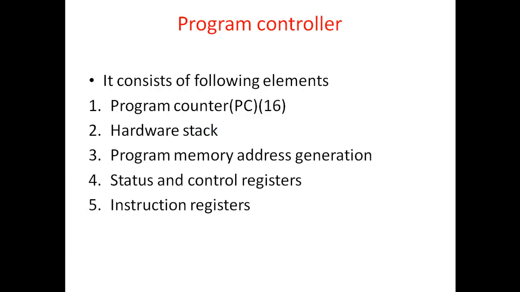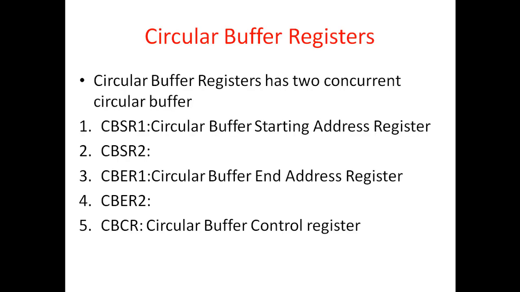Program controller, it consists of the following elements: program counter, it has a 16-bit length, hardware stack, program memory address generation, status and control registers, instruction registers. Circular buffer registers, it has 5 registers, as 2 concurrent circular buffers: CBSR1, CBSR2, CBER1, CBER2, CBCR.